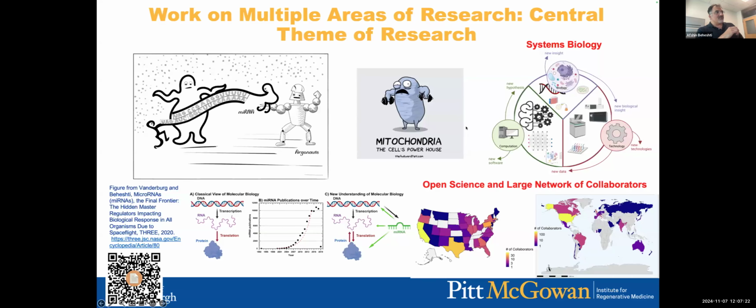So I do a lot of different work, and the central theme for a lot of my work is mitochondrial related work and microRNAs. Today the focus will mainly be on microRNAs. So keep that in mind. And then I use, of course, systems biology approaches. And briefly, I have an open science approach, which is very much in line with ImmPort and GeneLab, which is now called the Open Science Data Repository, and the large network of people I work with from around the world, which I want to keep expanding.